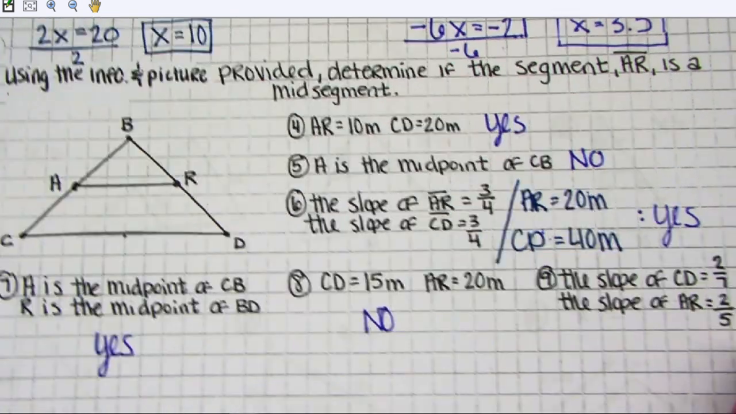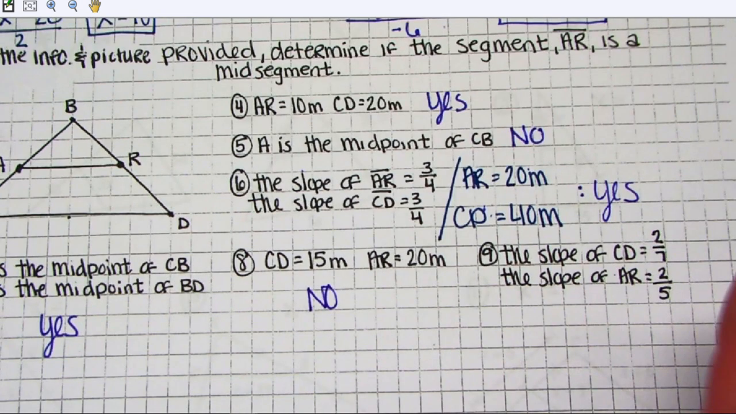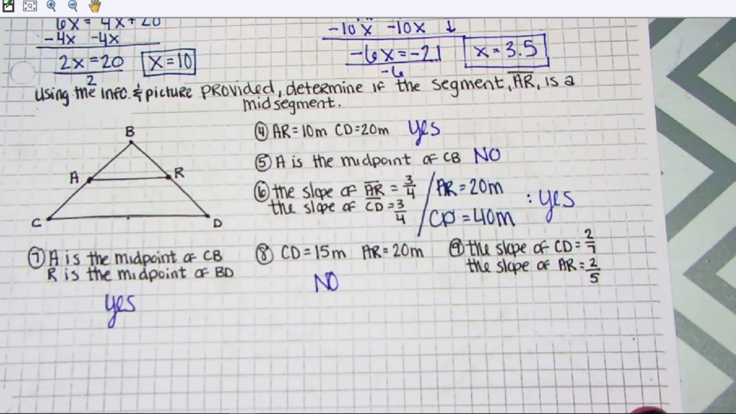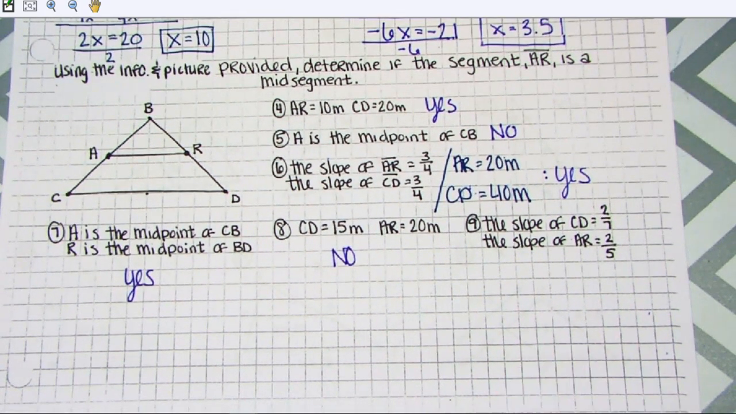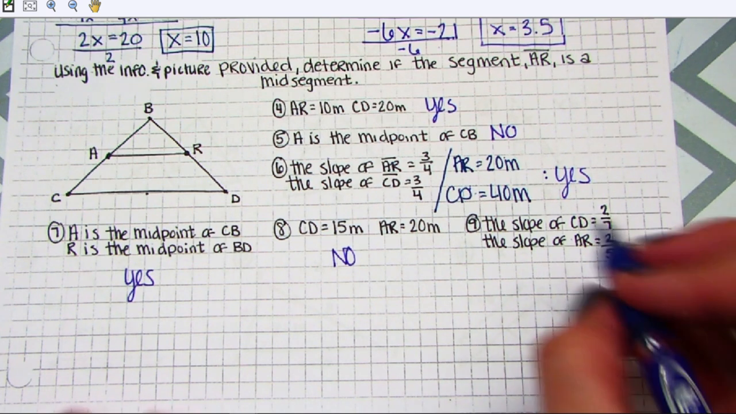All right, number 9, the slope of CD is 2 over 7, and the slope of AR is 2 over 5. No, why is that a no? Okay, so the slopes have to be the same, and these are not the same slope. So this is no.